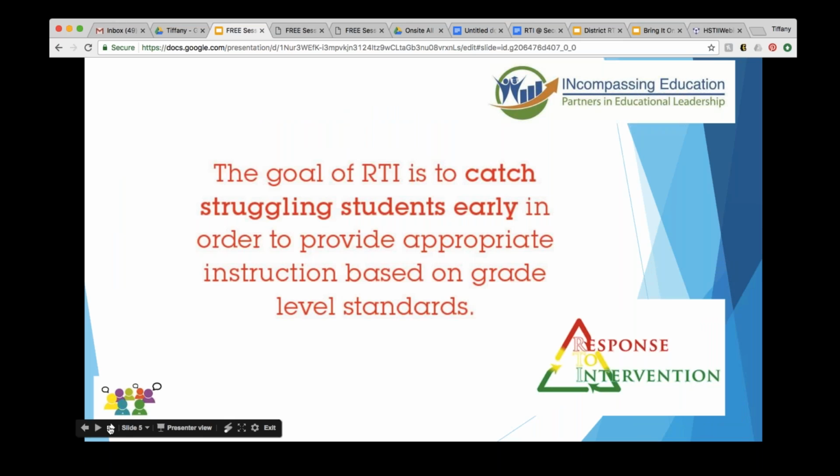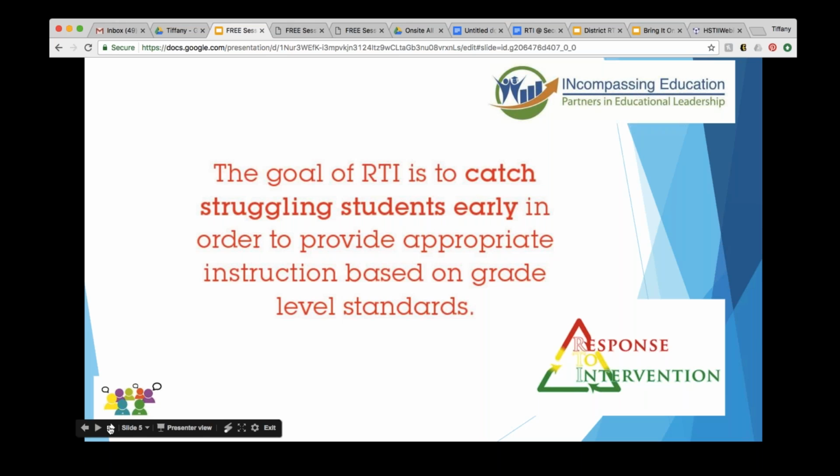Now, the goal of RTI is to catch struggling students early in order to provide appropriate instruction based on grade level standards. This is not something that's new. This is what teachers have been doing for as long as teachers have been around. Finding students that are struggling, providing them with these additional strategies to help them demonstrate grade level mastery.